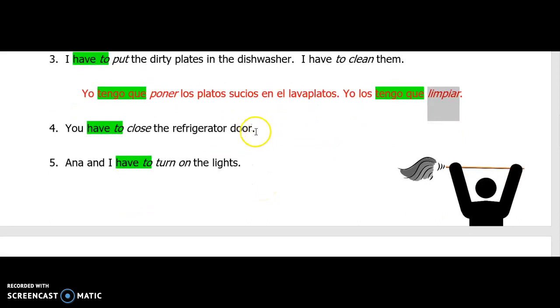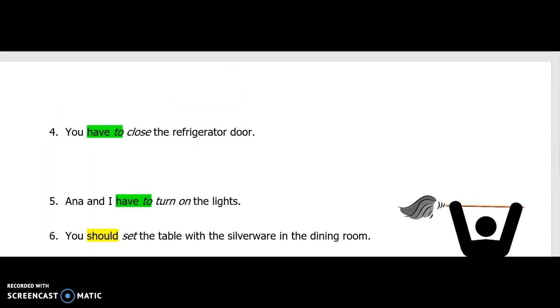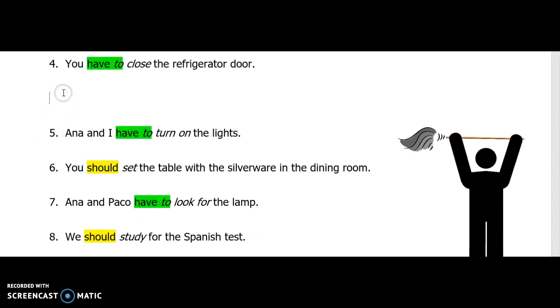All right. Here we go. Let's try another one. You have to close the refrigerator door. So let's just assume for our purposes that tú is you. I ran out of room there. So let's just move this one down there. Let's move the sentence so everything is together. That way we can see everything together.